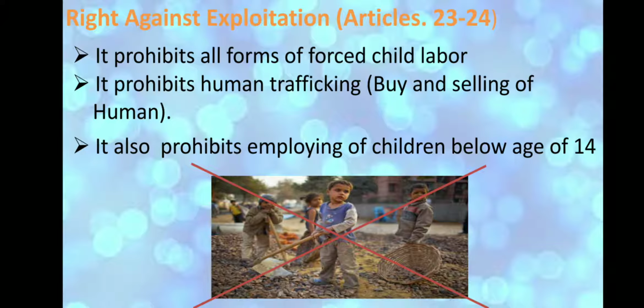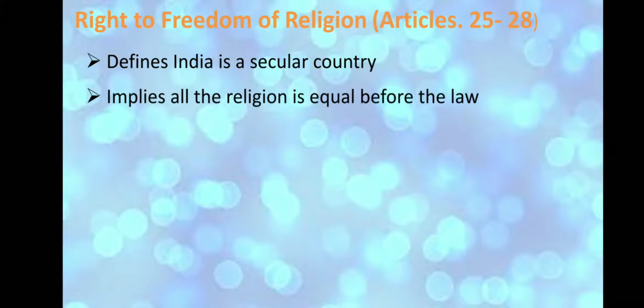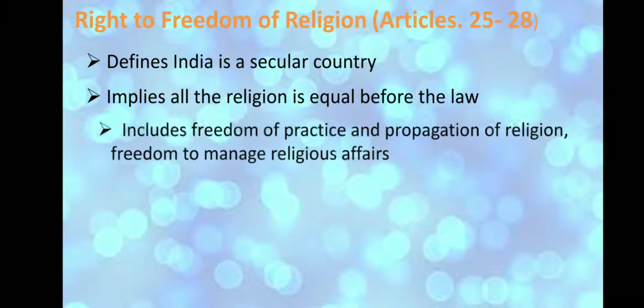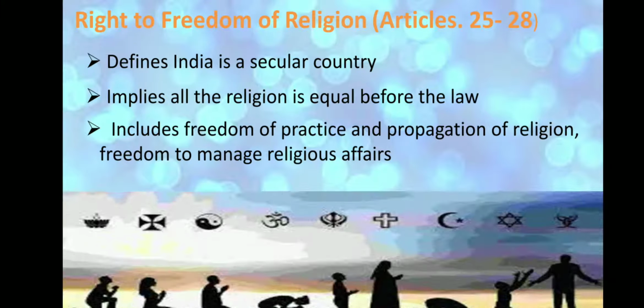Right to freedom of religion, Article 25 to Article 28. India is defined as a secular country. It implies all religions are equal before the law. It includes freedom to practice and propagation of religion, and freedom to manage religious affairs. So this says that you could follow any religion, and religions are equal before the law. You're allowed to follow the religion which you're following. There is no one to stop you for it.